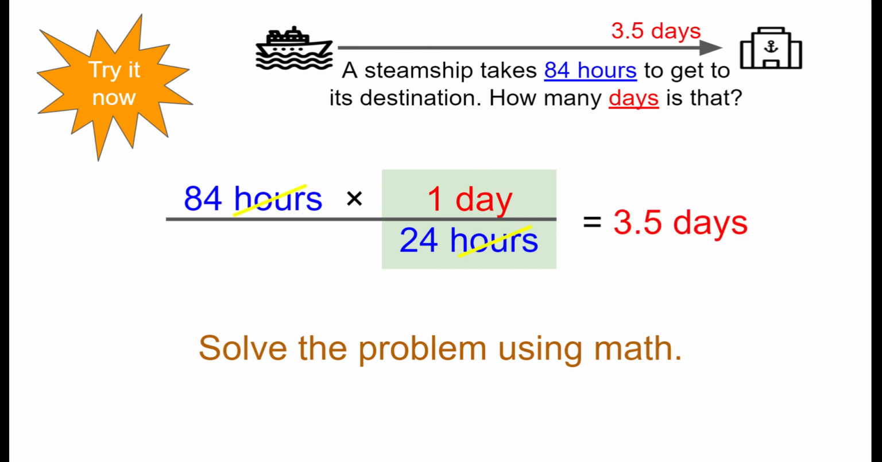The answer is that 84 hours is the same amount as 3.5 days. We did the math by multiplying across the numerator, 84 times 1, then dividing by the denominator, which is 24. The answer is 3.5. Hours canceled because it was both in the numerator and in the denominator. Days is the only unit that remains. The answer is 3.5 days.